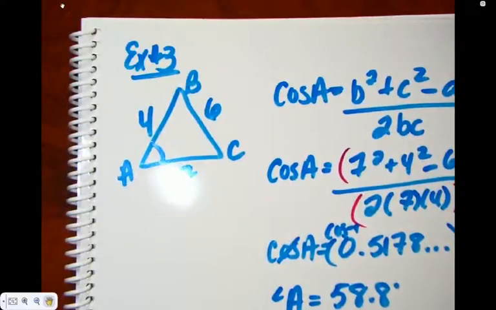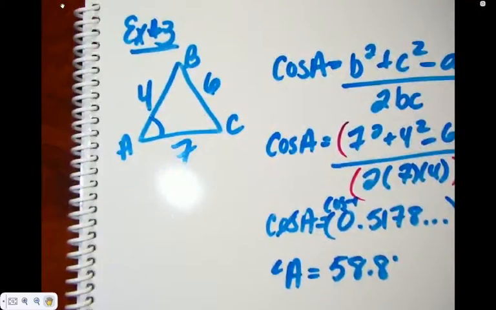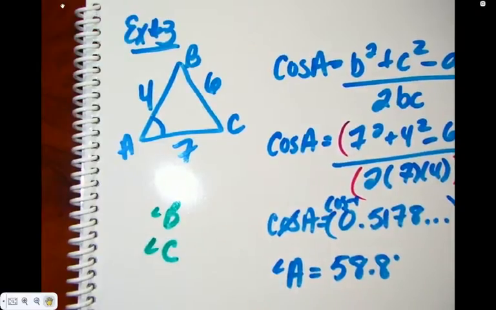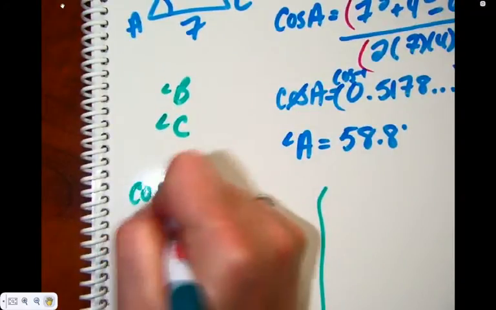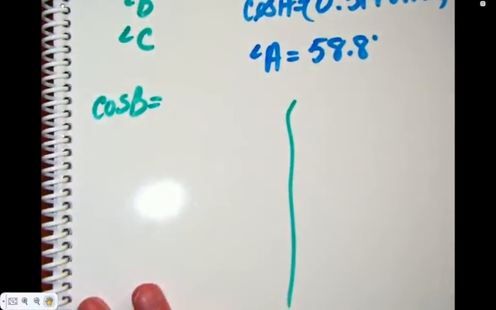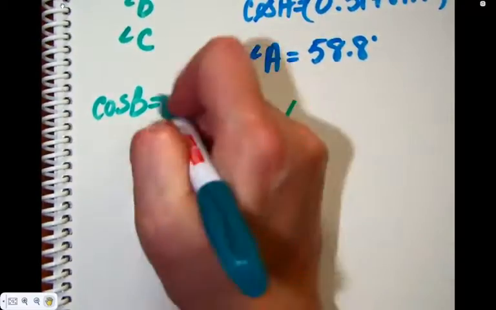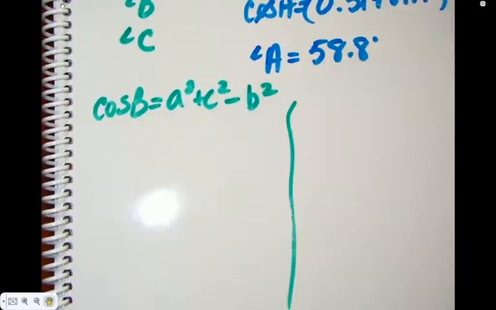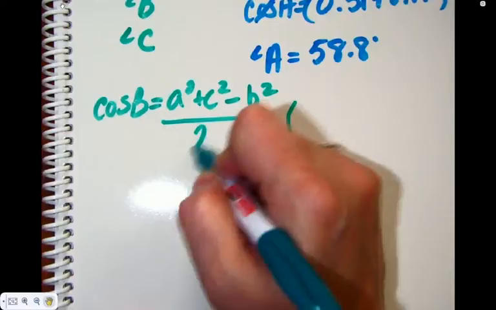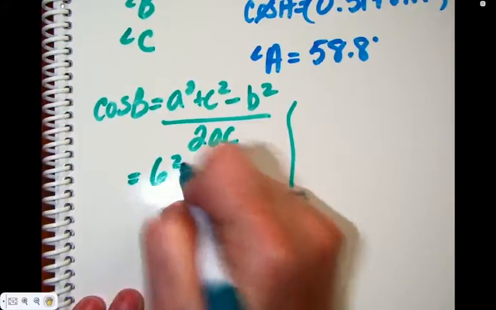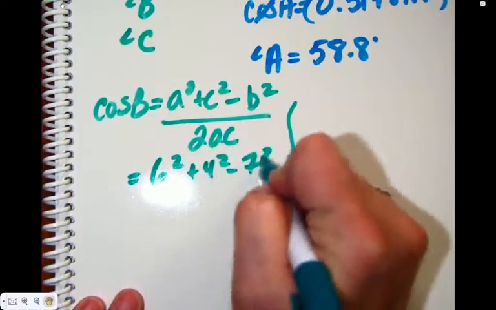Okay, so let's just take stock. What do we have? What do we still need? Okay, so we need angle B, and we need angle C. What would you like to find first? B, okay. Cos B equals, let's get the formula for the other side. If B is on the left, what starts on the right? And then minus the same letter, B squared, divided by... A was 6, C was 4, B was 7.